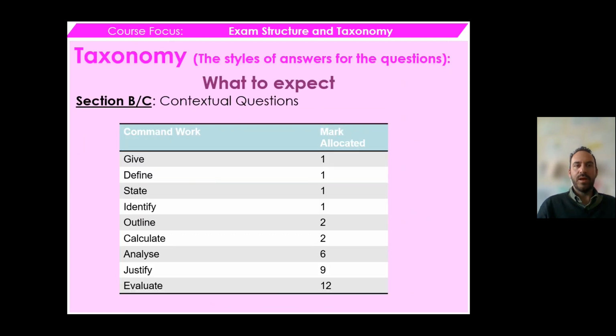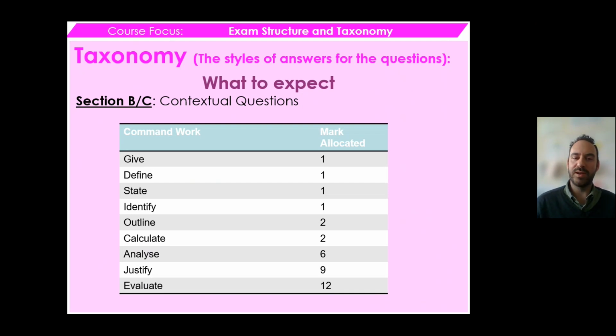B and C, contextual questions. So you'll see there'll be one give, one define, state, identify. It's often two outlines, two calculates. Sorry, these are how many marks are allocated for it, not how many you're going to say. My apologies. Obviously, you've got your analyze questions there, your justify, and your evaluate.